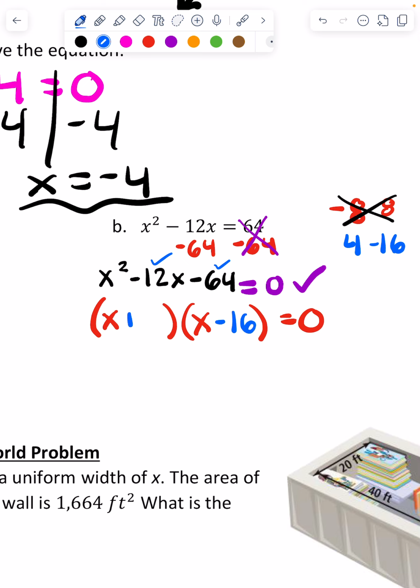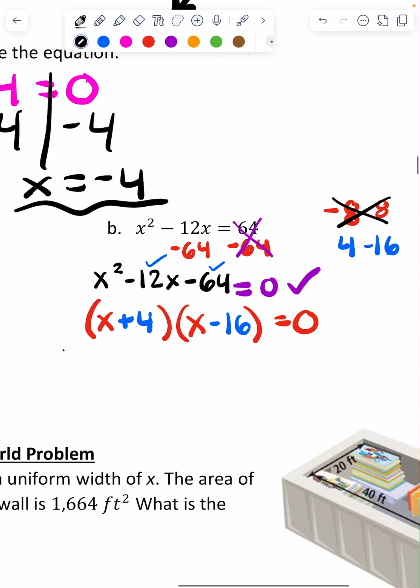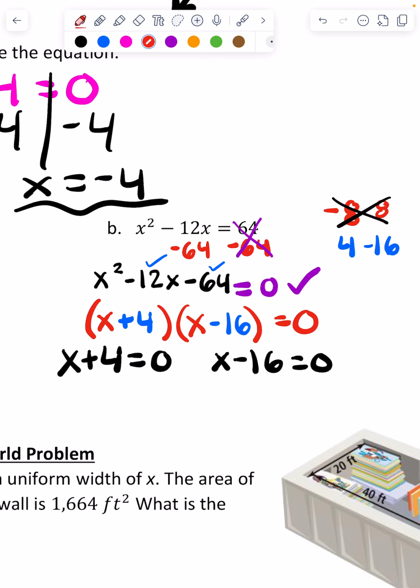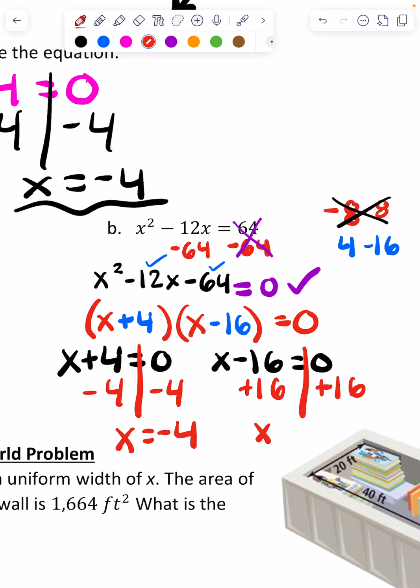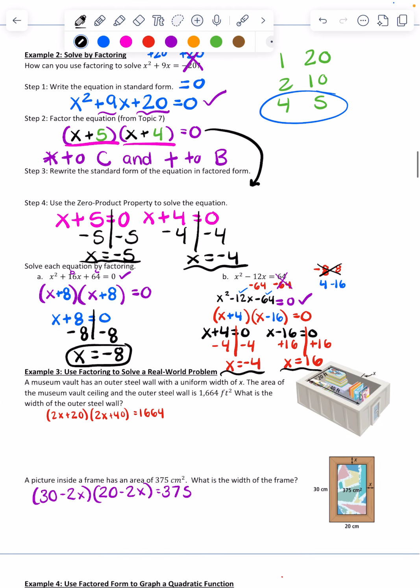All right, let's plug those in. Again, does not matter which one goes where, as long as the 4 is a plus and the 16 is a minus. And then we can go ahead, set our two factors equal to 0, and use our zero product property to solve. All right, we have two solutions, two zeros, x equals negative 4, x equals 16.